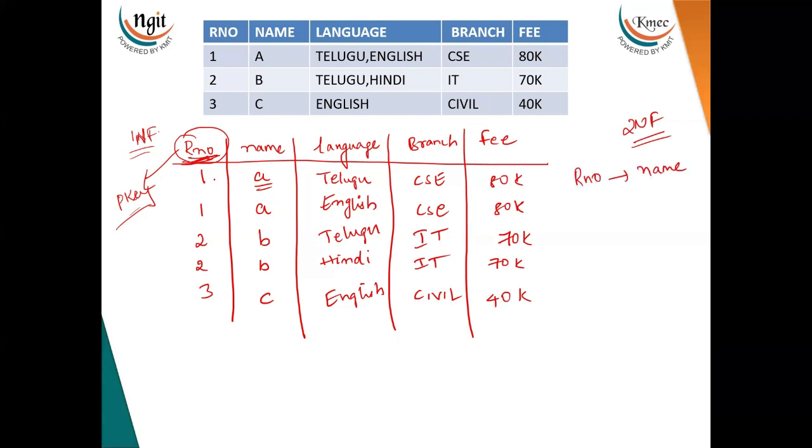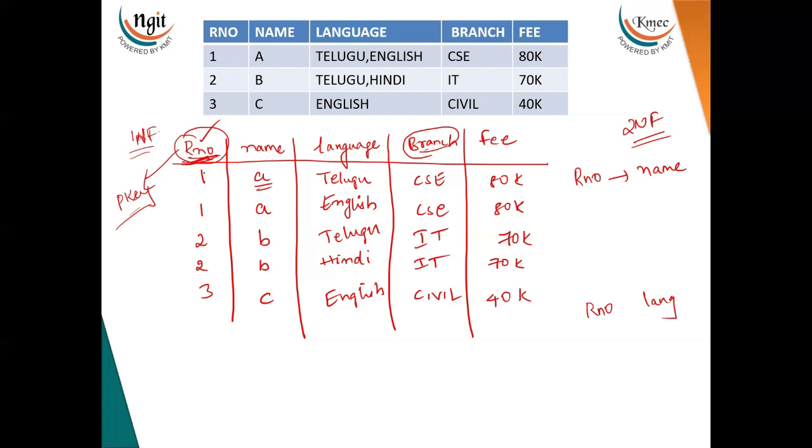If roll number is known, can we know the language? No, there is no relation at all. If roll number is known, the name of the person will be known. But if roll number is known, the value for the language is not known. So thereby we can say that roll number and language are not dependent on each other. Thereby, this can be considered in another relation.